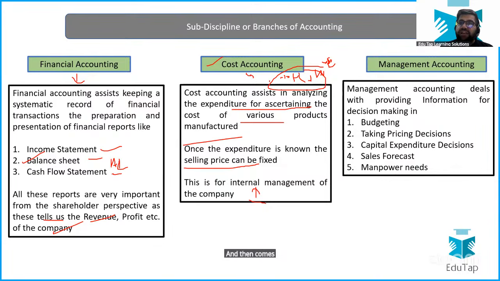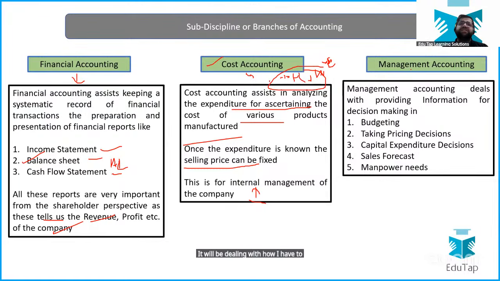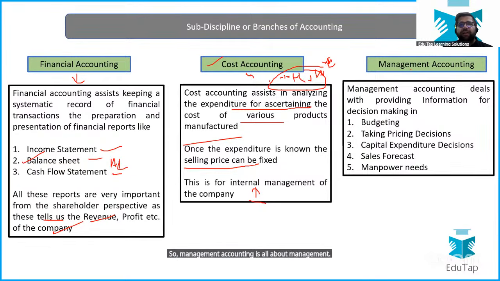And then comes management accounting. Management accounting basically deals with management only. It deals with how I have to allocate the budgets between different departments, and how I have to make sure that I take on multiple people in my company. If I have to grow big, then I cannot grow big without human resources. I will have to recruit more and more people. So management accounting is all about management, right? How you have to take certain decisions as a leader, how many leaders you need in a company.